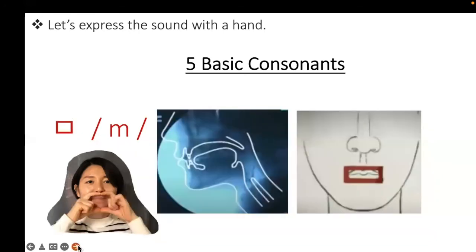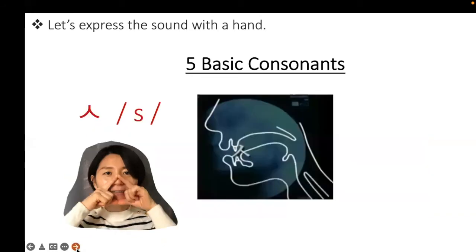Okay? And then for the "m" sound, when you pronounce "m," we need two lips, just like in English, right? So King Sejong wanted to make the shape of lips with the "m" sound, 미음, okay? Try to memorize it with this hand shape.